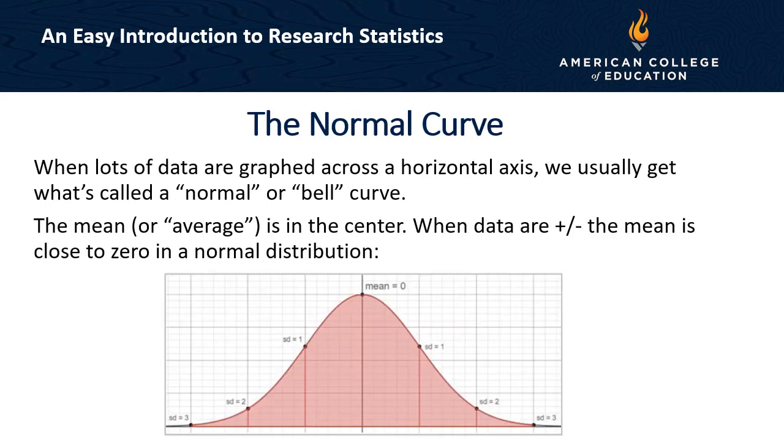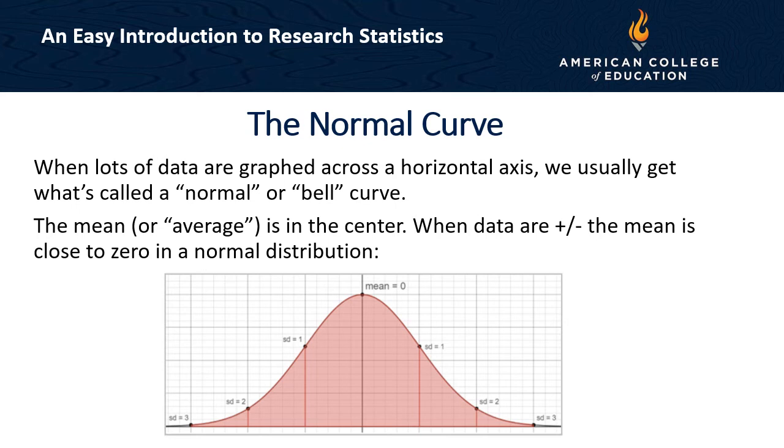That histogram can then be translated into what's called the normal curve. When lots of data are graphed across a horizontal axis, we usually get what's called a normal or bell curve. This means that the data are distributed evenly. There are very few on the extremes, and most of the data are in the center. That is, most of the data are close to the value of the mean or the average. So the mean or average is in the center.